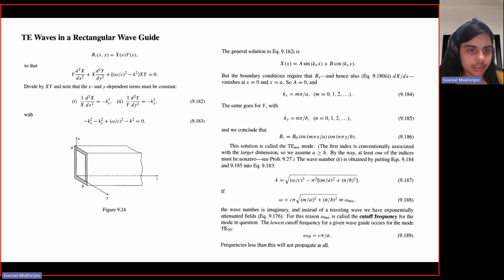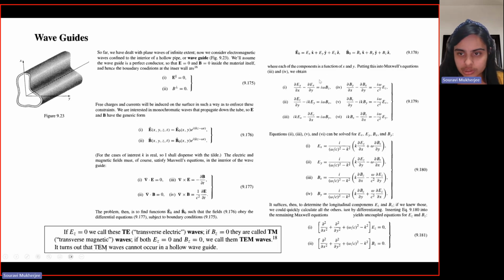Now we have to put in the boundary conditions. Okay. Now what is the boundary condition? We saw that the boundary conditions require Bx, and hence dBz/dx, to be 0 at x equal to 0 and x equal to a, right? Because if this is a conductor, that means the normal component of the magnetic field should be 0 at the boundary, at the inner wall. So because now Bx is 0, you can see here Bx depends on del Bz del x, right?